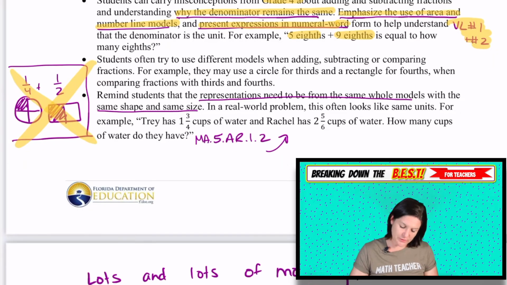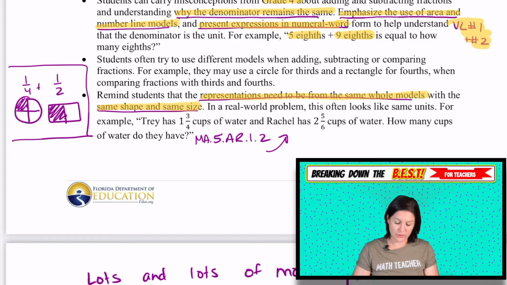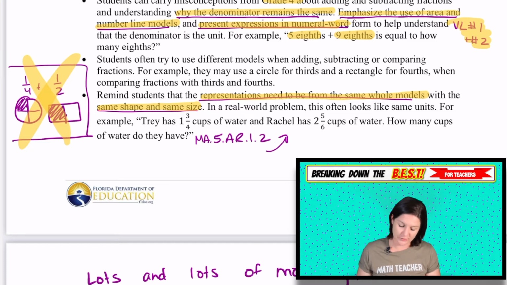And also that reminds students that representations need to be from the same whole models with the same shape and size. For instance, right here, 1 1/4, this would be a correct way to model it using a circle, and 1/2 would be the correct way to model it using a rectangular area model, but they're not the same whole, and so it makes it difficult to add up all the fractions. So this would not be encouraged, just trying to show you what not to do.